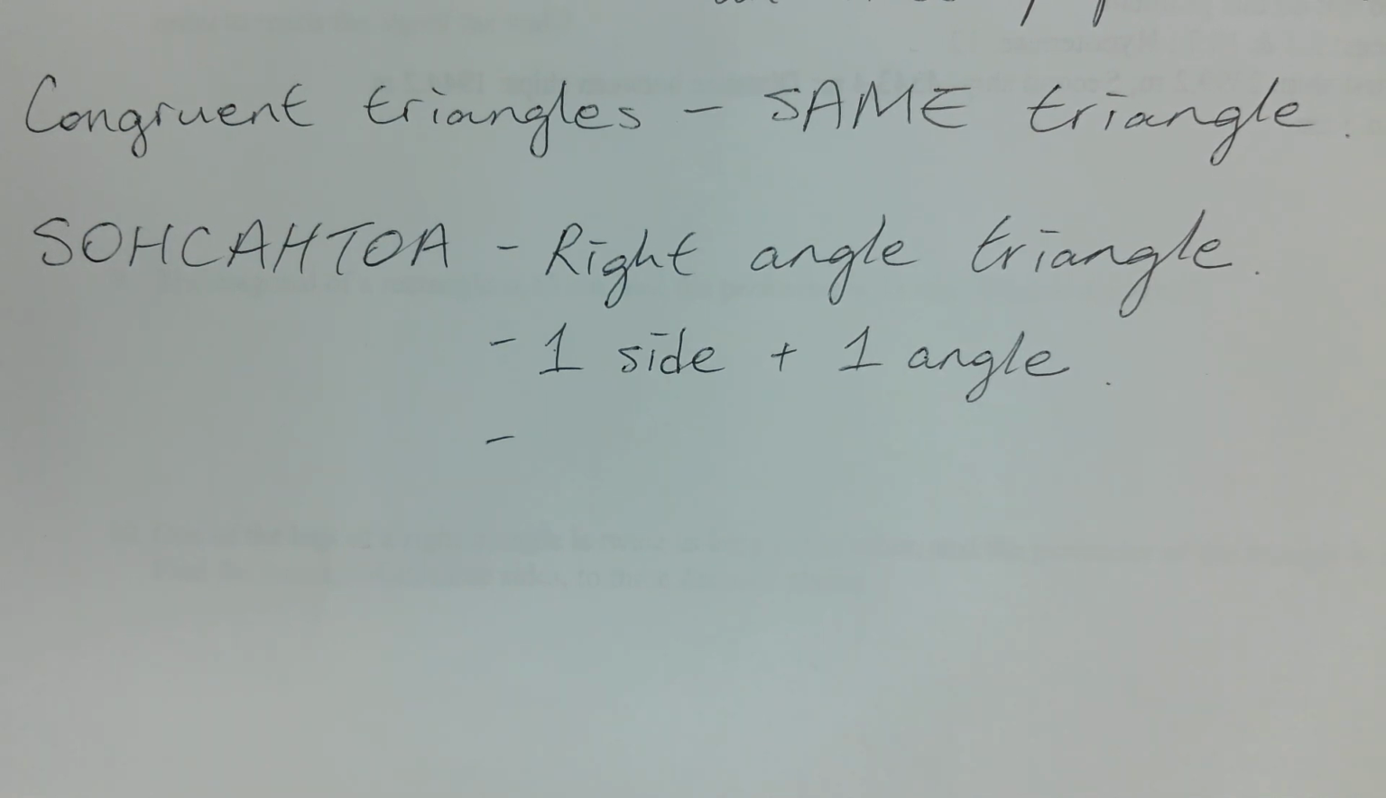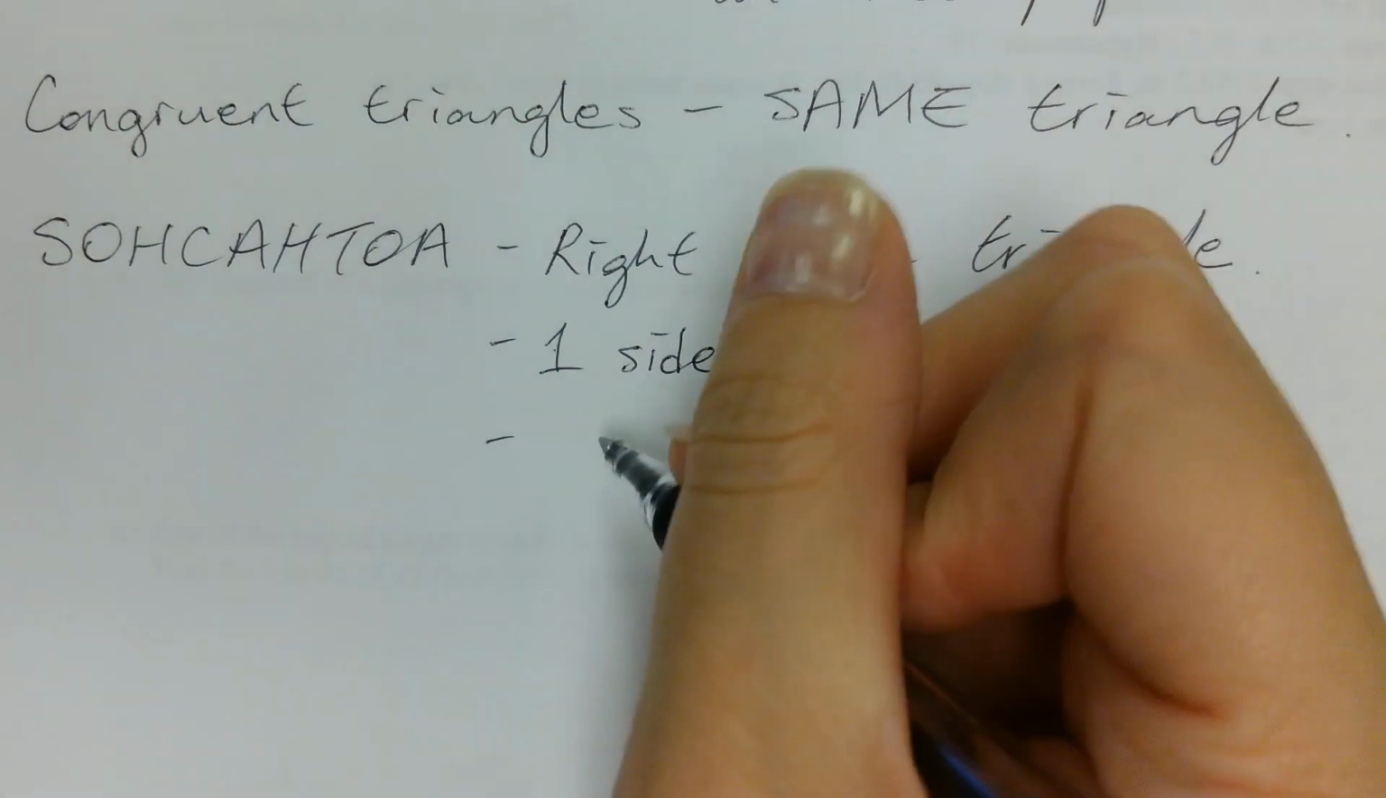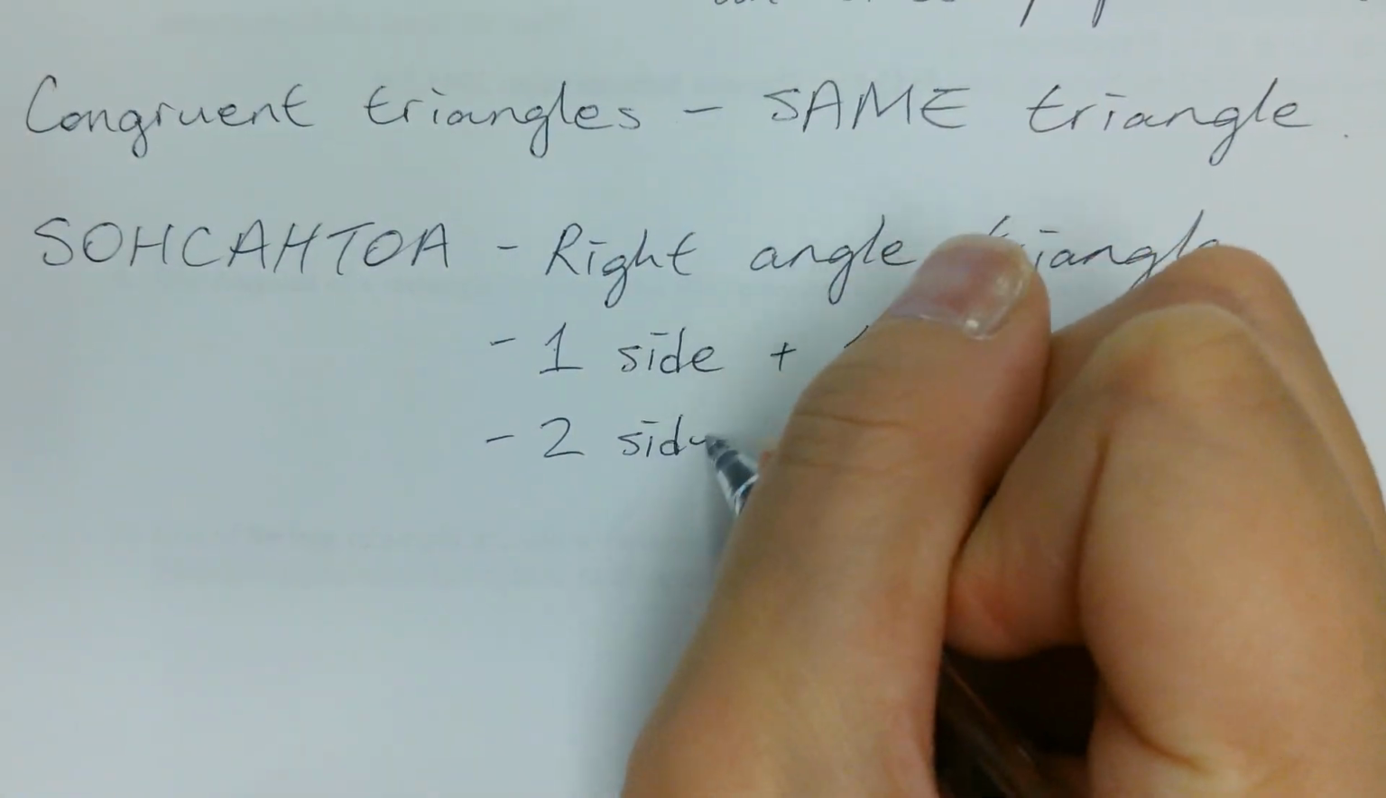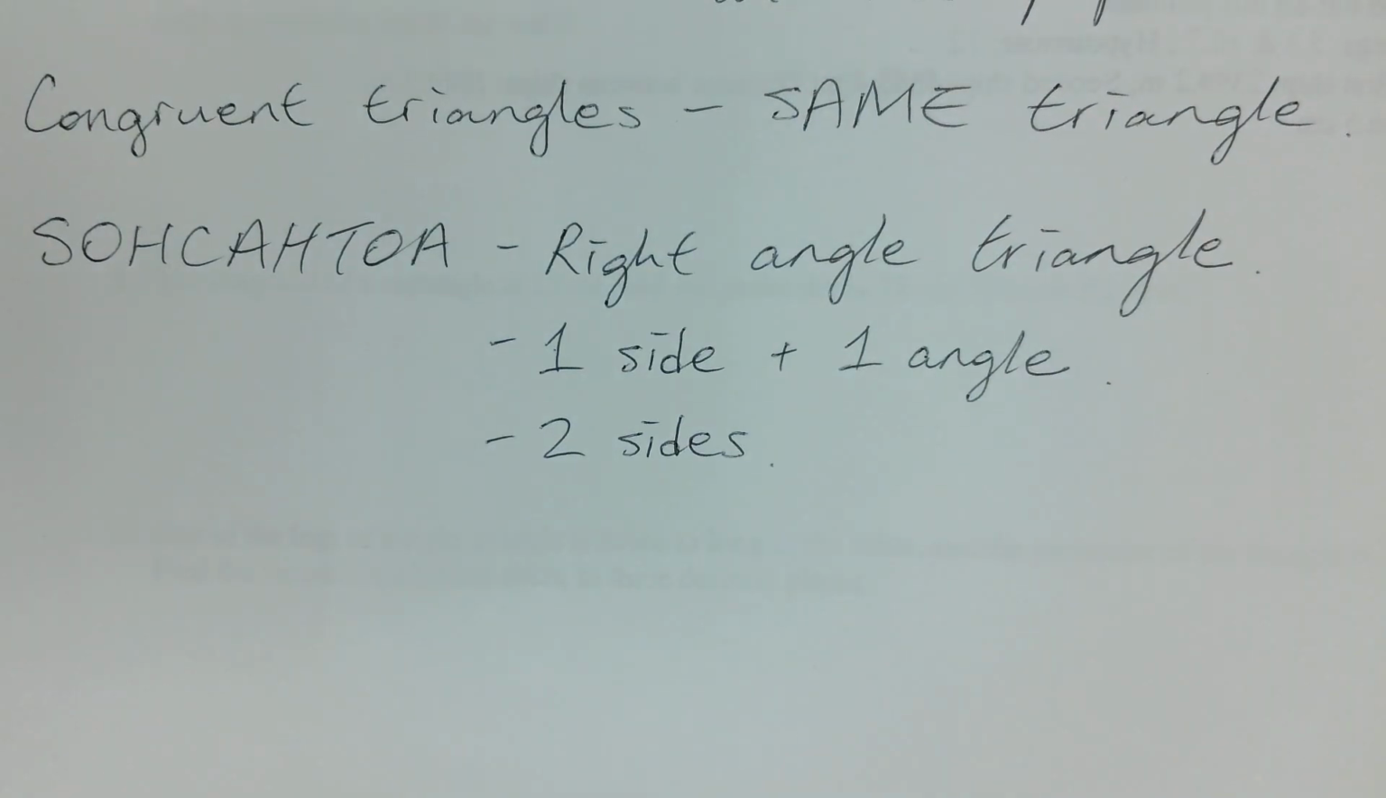Okay. So to use SOHCAHTOA, you need to be given either one side and one angle, or two sides. What about two angles? No, that doesn't help.